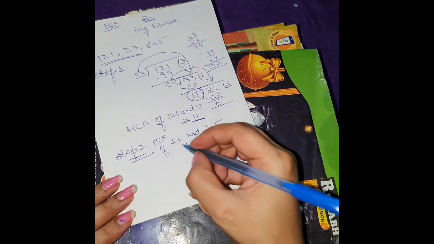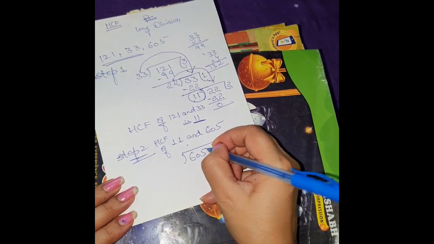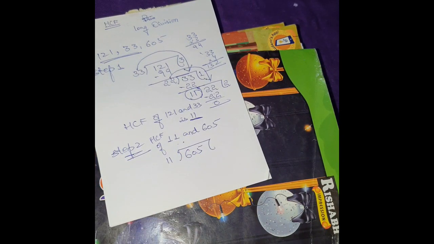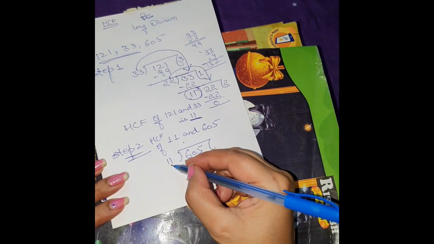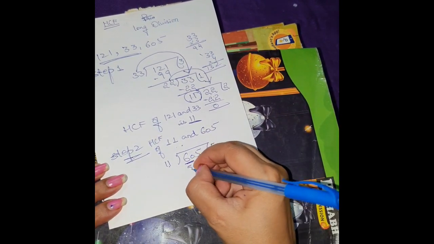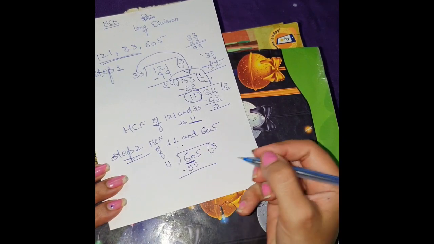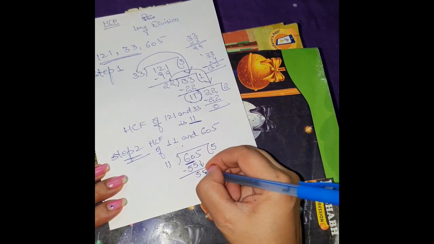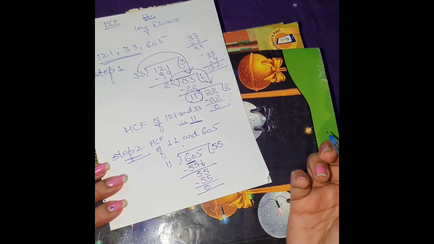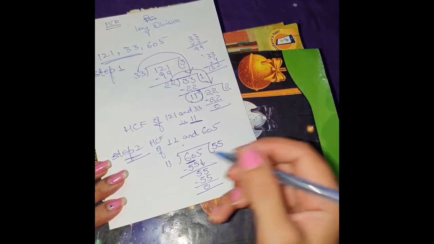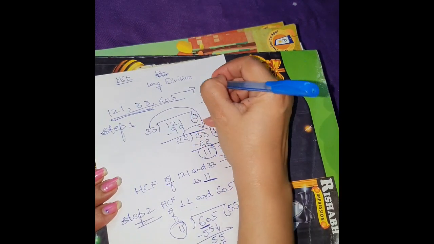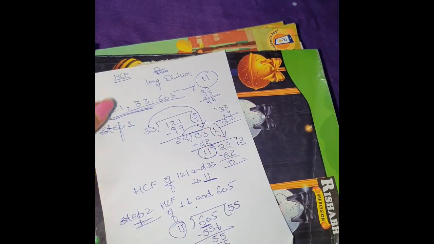Okay. 605. Now this 605 will come inside the division format and 11 will come outside the division format. Now start dividing it. So 11, 60, we will take two numbers firstly. 11 5s are 55. So 60 minus 55 will give you 5. Bring this 5 down. 55. 11 5s are 55. So 55 minus 55 is equal to 0. That means the HCF of 121, 33 and 605 is 11. So this is your answer.